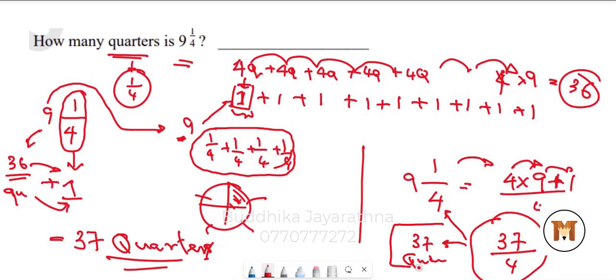By having this question, I'm trying to give you this idea. How many quarters? You multiply with this and then add this, and then you will get 37 quarters. So this is how you need to think of it. I hope you got this.